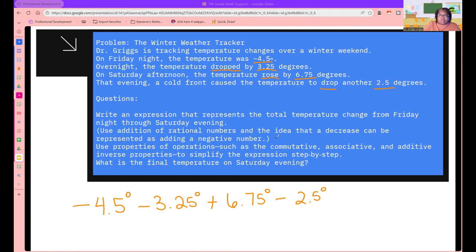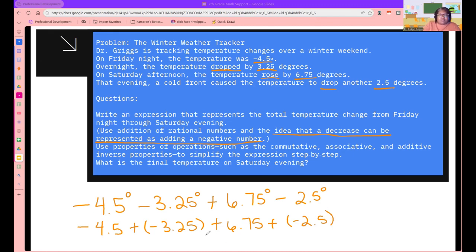Now, we are going to look at this specifically, the idea that a decrease can be represented as adding a negative number. So we're going to change these subtractions up a little bit. Sometimes looking at addition hits our brain a little differently. So I'm going to put our starting number, which was negative 4.5. I'm going to drop the degree symbol for now. Then we're going to add a negative 3.25. Then we're going to add 6.75. And then we're going to add a negative 2.5.